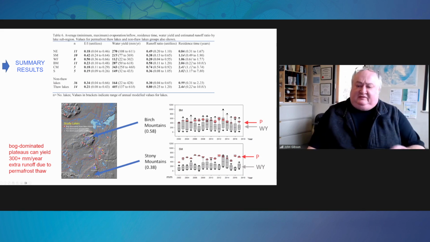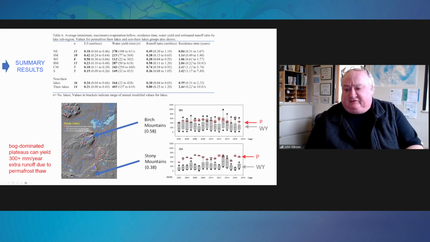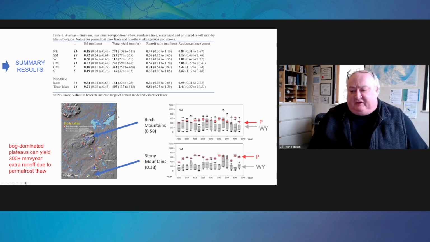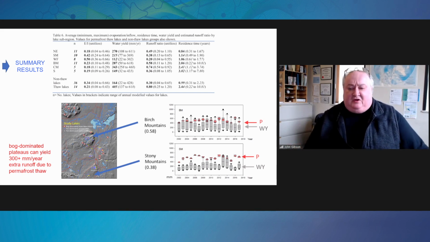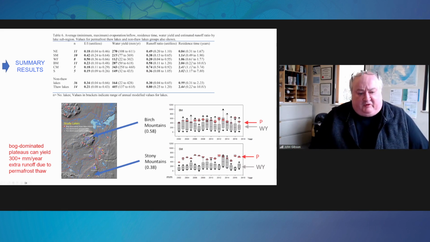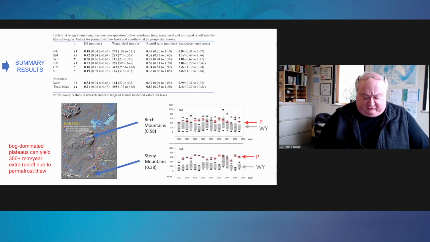This is related to permafrost thaw contributions to these systems. So they're getting way more water than they would if they had no permafrost thaw occurring. But this process is not constant. It's something that will wax and wane over time. We've determined that some bog-dominated plateau systems that are melting can yield over 300 millimeters per year extra runoff. That doubles the runoff if you look at those figures.